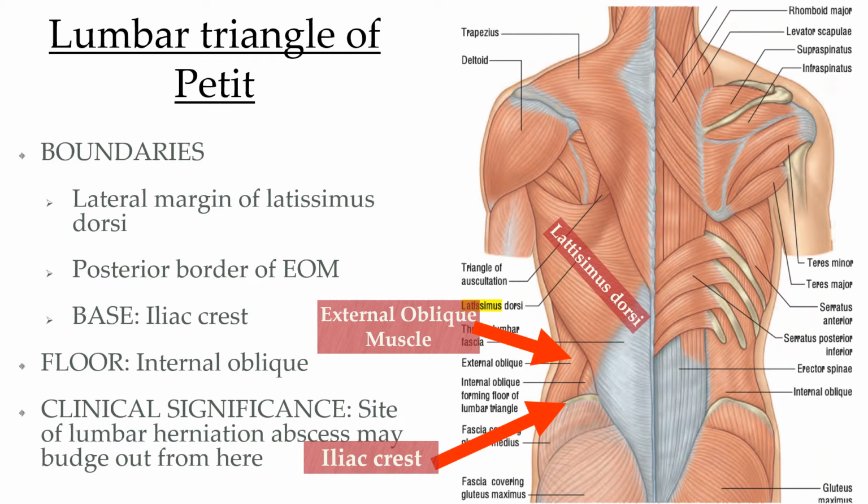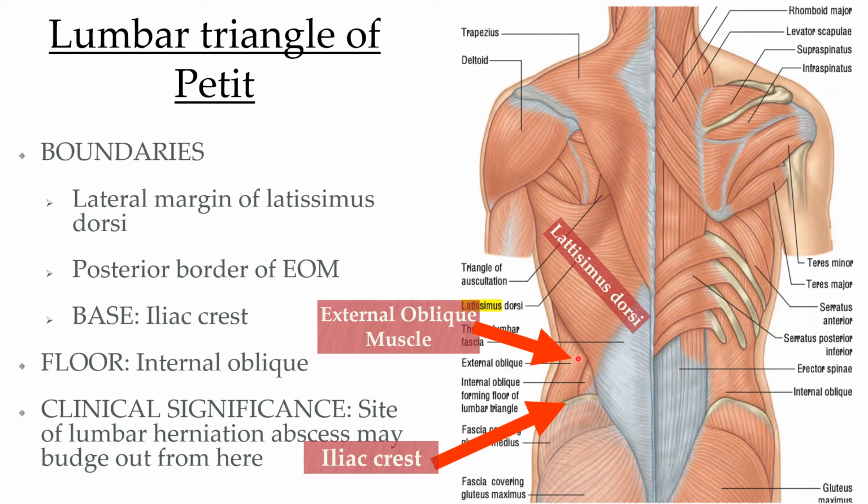Another clinically significant triangle located over the dorsal side of the body wall is called the lumbar triangle of Petit. This is the location of the lumbar triangle of Petit, and it is bounded on one side by the lateral margin of latissimus dorsi, or we may say the inferolateral margin of latissimus dorsi. On the other side, it is bounded by the vertical border of external oblique muscle, and the base of this triangle is formed by iliac crest. The floor of this triangle is formed by internal oblique muscle.